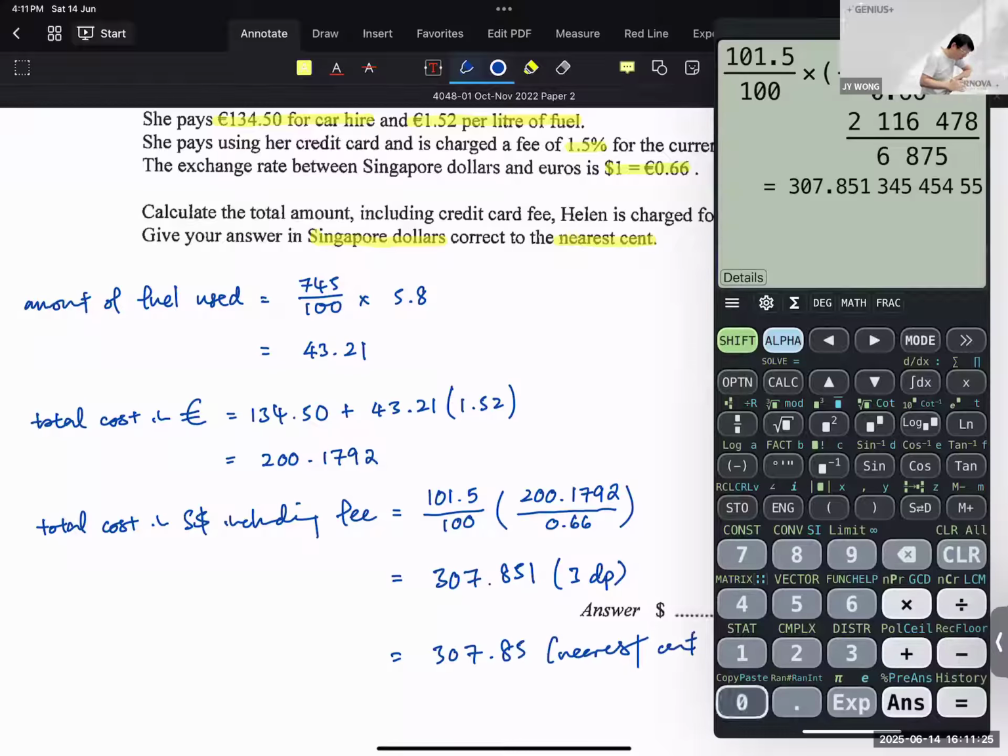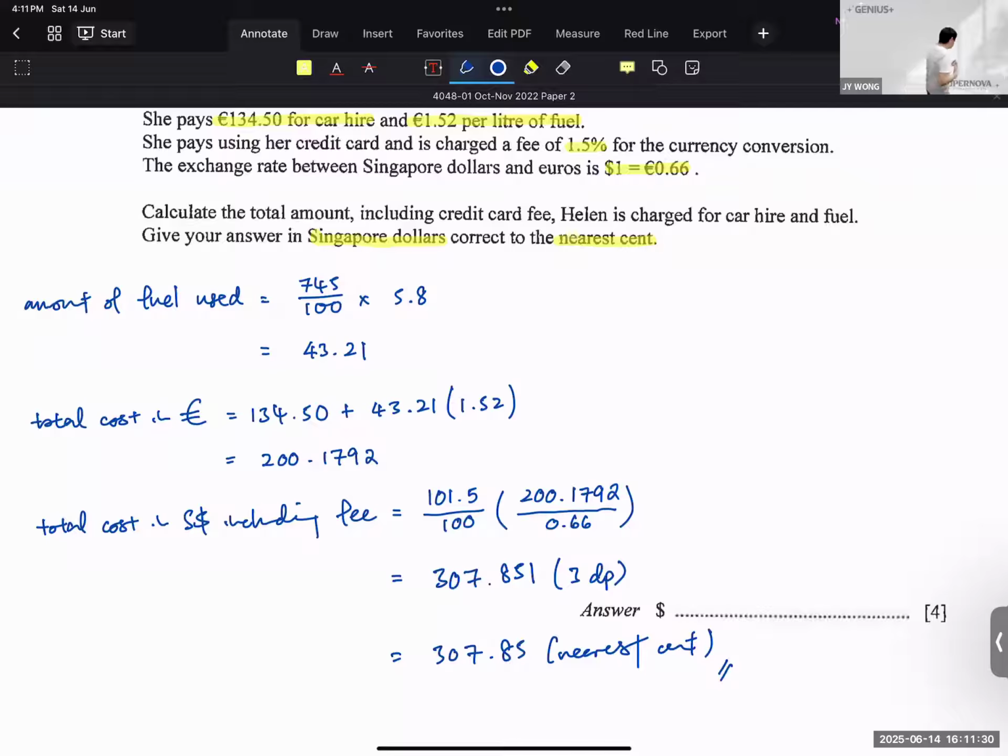Okay. So apply a bit of logic if you're not sure whether to multiply or to divide. If 1 Sing dollar is 0.66 euro, it means that your Sing dollar is weaker, right? So the value in Sing dollar, the absolute number, should be larger than the euro value because your Sing dollar is weaker. That's why you divide by 0.66. You don't multiply by 0.66.